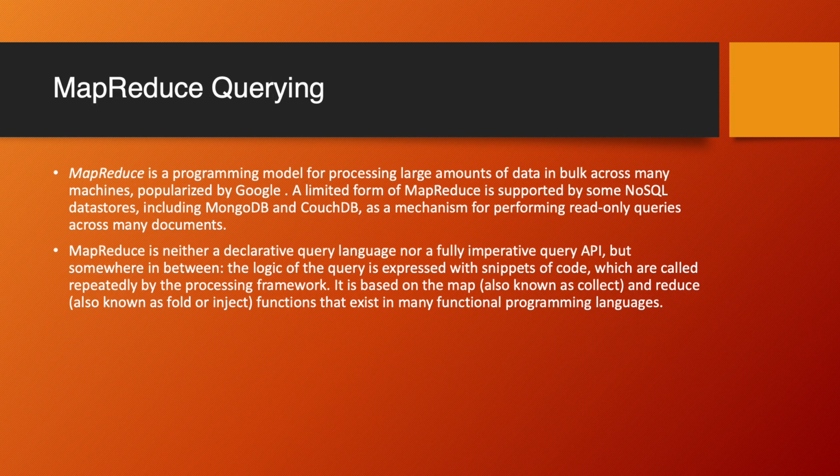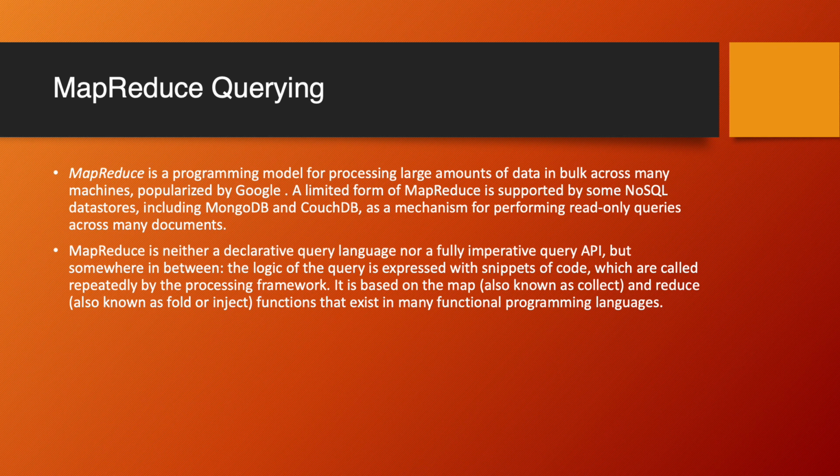Let's look at MapReduce querying. MapReduce is a programming model for processing large amounts of data in bulk across many machines, popularized by Google. A limited form of MapReduce is supported by some NoSQL data stores, including MongoDB and CouchDB, as a mechanism for performing read-only queries across many documents.